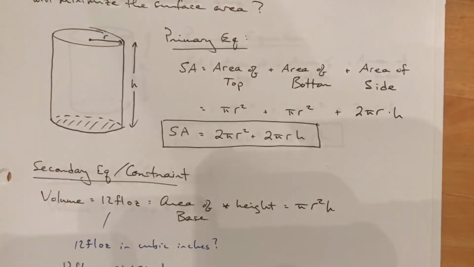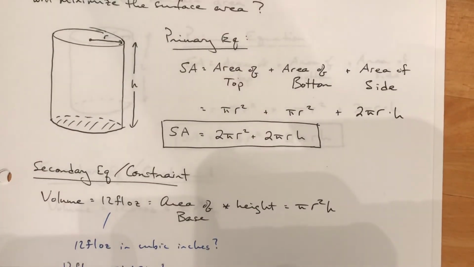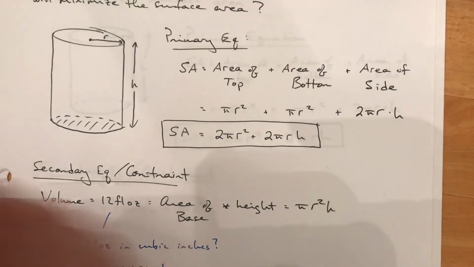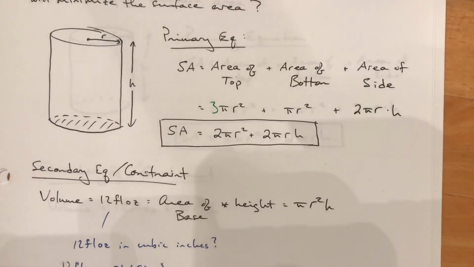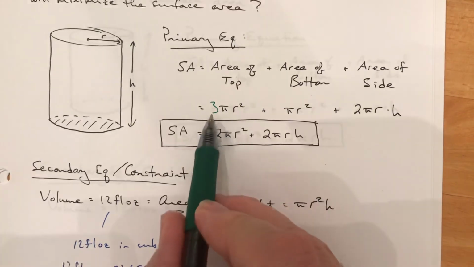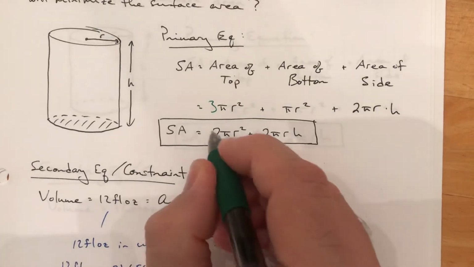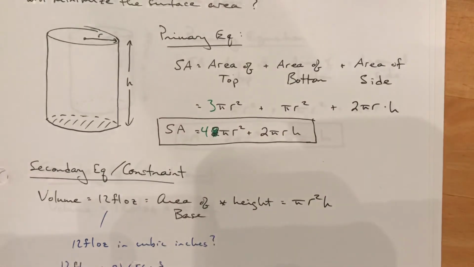And so it's reasonable to assume that the side and the bottom of the can are considerably cheaper than the top of the can. And so we can accommodate that in our equation by maybe saying that the top of the can costs 3 times as much as the bottom of the can or the side of the can. And we will interpret that as 3 times the area. When we do that, of course, 3 pi r squared plus pi r squared is going to give us 4 pi r squared here.